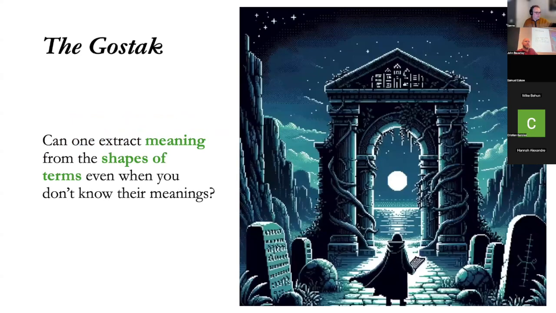So let me ask you this. Can you extract meanings from the shapes of terms even when you don't know what the terms themselves mean? I want to say yes. I would like to say yes as well. There's a tradition in the history of philosophy that said no, that syntax is so utterly divorced from semantics. The shapes of symbols can't give you the meanings or even any kind of insight into the meanings, because there's such a broad divide between them.